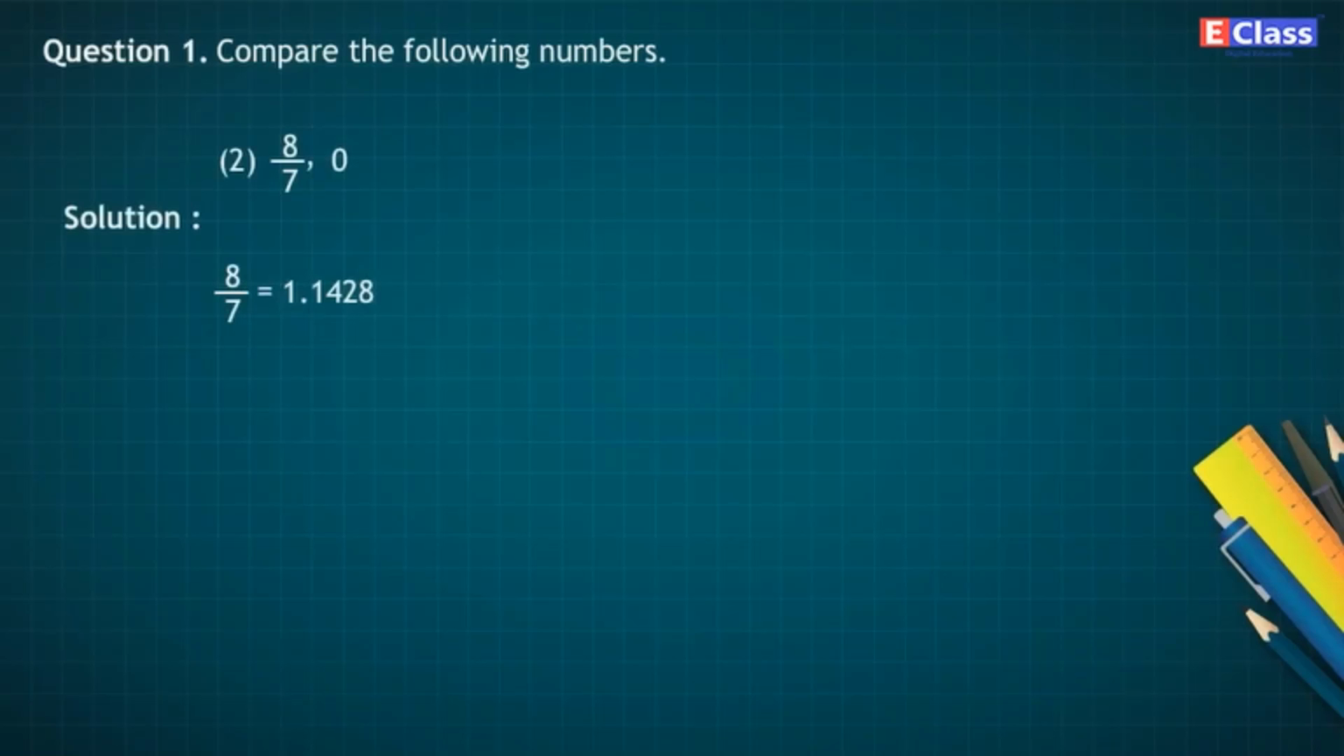2. Compare 8 by 7 and 0. Solution. 8 by 7 is equal to 1.1428, which is greater than 0.